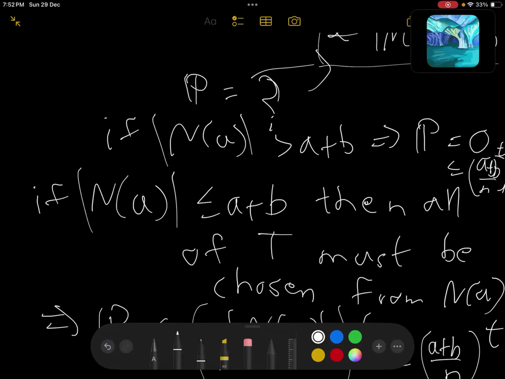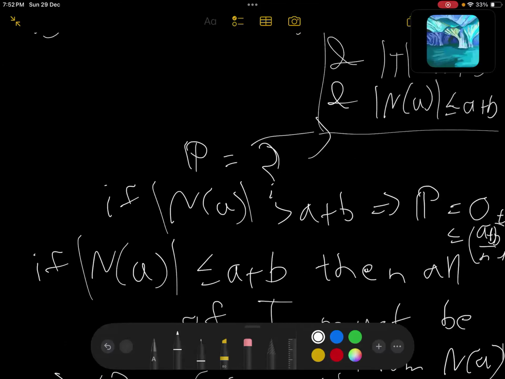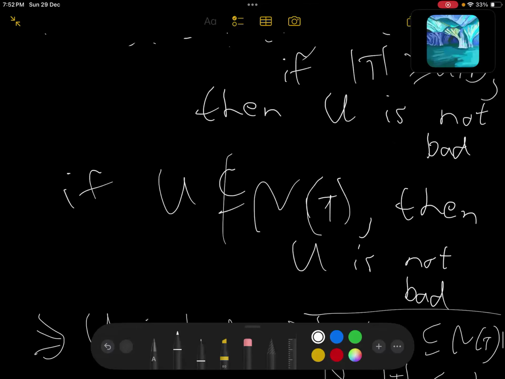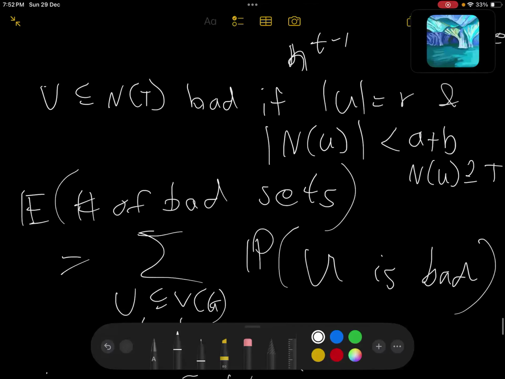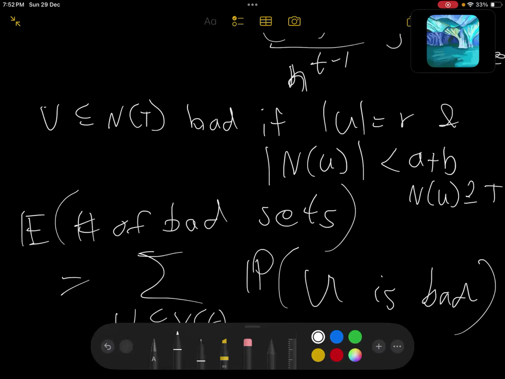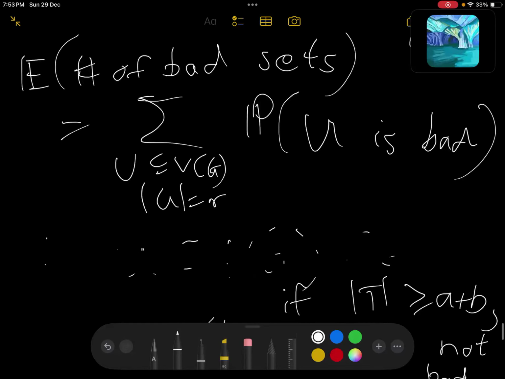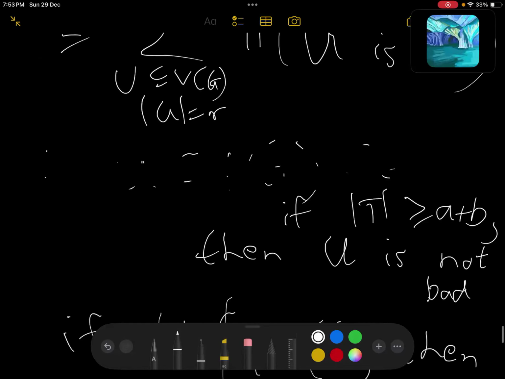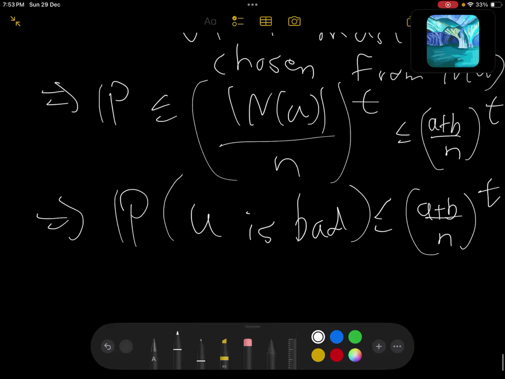But why should T be a subset of NU? Because U is a subset of NT. So every element of U is adjacent to all elements of T. So every element of T is a neighbor of U. Yeah, that's right. So is this clear then? This is either 0 or it's at most A plus B by N raised to T. So we just give a very rough upper bound. This is always.